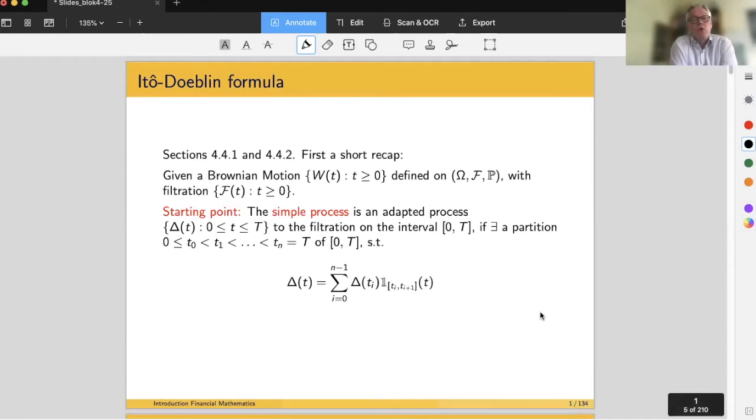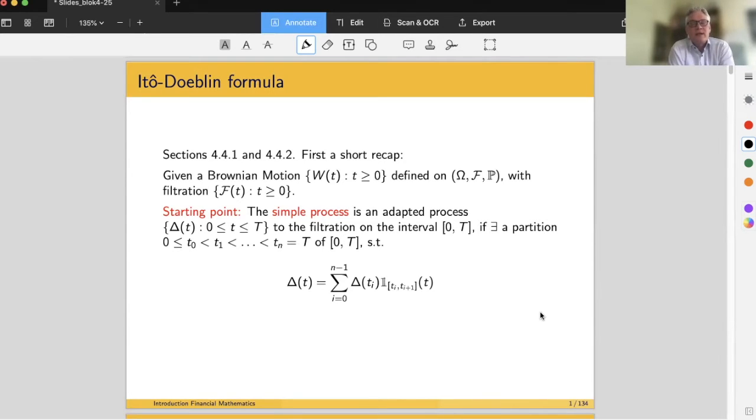Now, the starting point in 4.1 was the simple process. And the simple process is an adapted process with respect to that filtration. We wrote it down as Delta_t, t running from 0 to capital T, a bounded time interval, which can be the interval for a financial contract which terminates at capital T, for example. It is adapted to the filtration of the Brownian motion.